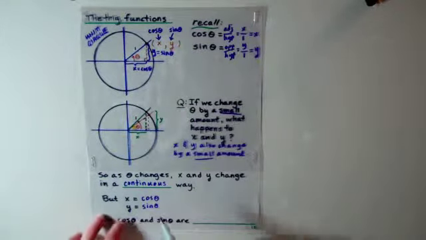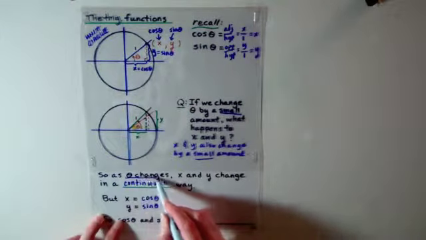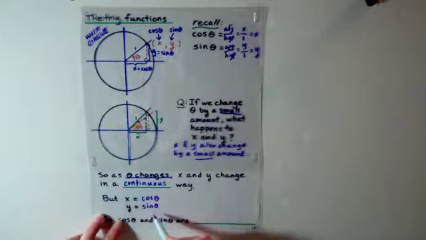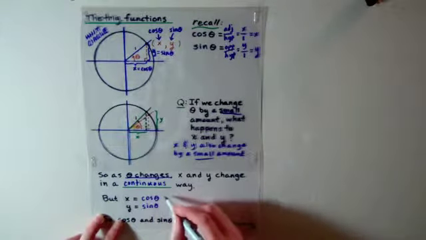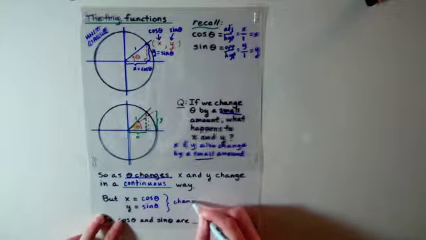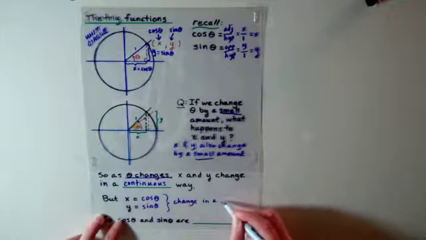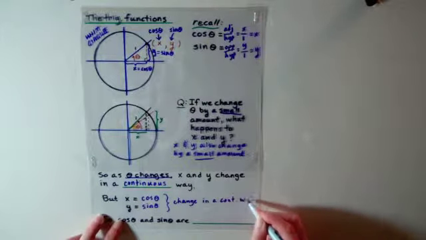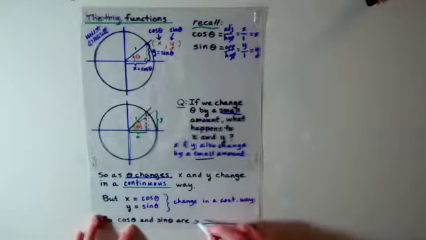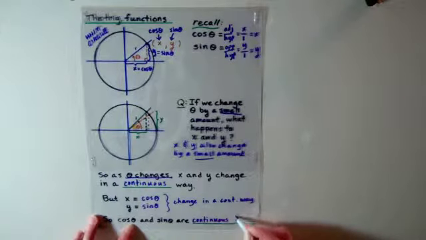So what have we just said? We've said that as theta changes, x, which is the same as cosine theta, changes in a continuous way, and y, which is the same as sine theta, changes in a continuous way. So these things, cosine theta and sine theta, change in a continuous way as theta changes. So what does that ultimately mean? That means that cosine theta and sine theta are continuous functions of theta.